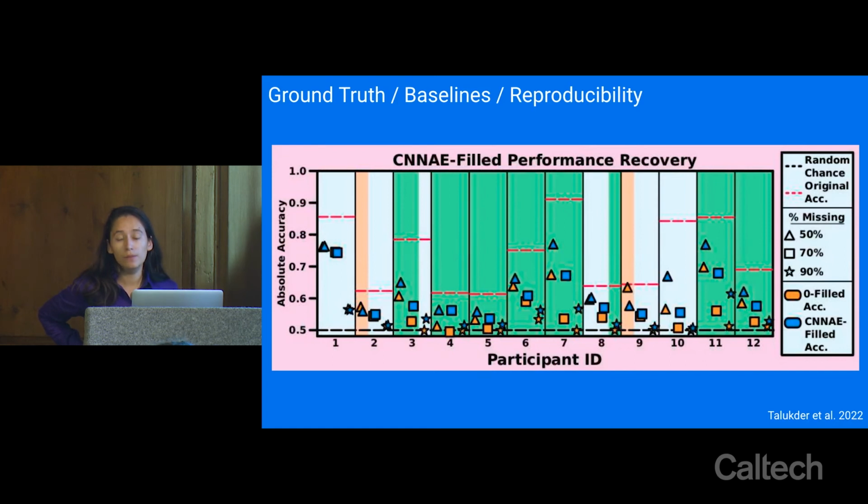Yellow is deleted, blue is filled back in. Is the ground truth, is the red line the original before you delete it? Yes, so the red line is the original accuracy, which is the performance before you have deleted any data. So that's what you're hoping to get back up. If you can. I mean, we've deleted 50% of the data at least, but yes.